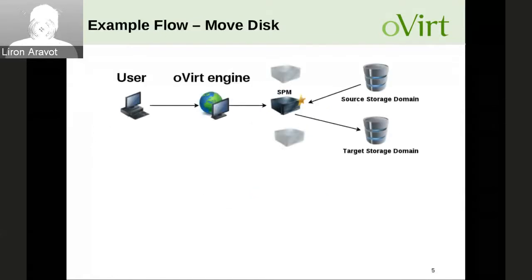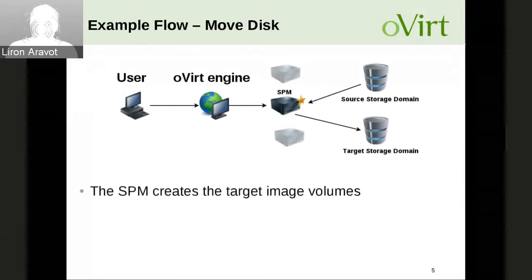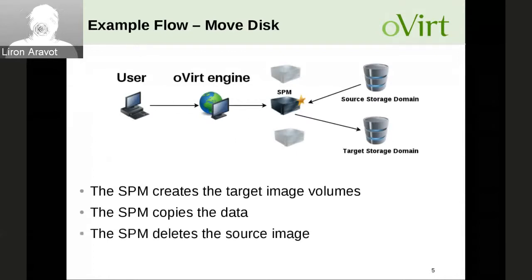So let's take an example flow. Let's assume that the user wants to move a disk. He sends a request to the oVirt engine through one of our amazing APIs, stating that he wants to move the disk from the source storage domain to the target storage domain. The oVirt engine forwards the request to the Storage Pool Manager. The Storage Pool Manager creates the target image volumes, or the disk, on the target storage. Then the SPM copies the data between the source and the target. And eventually, after the copy finished, the SPM cleans up and deletes the source image.